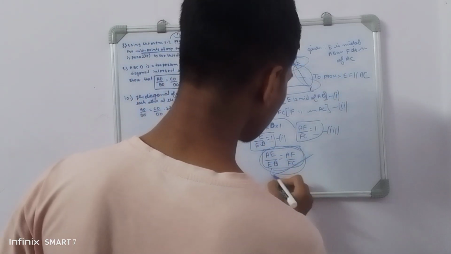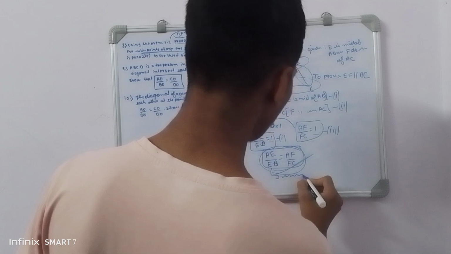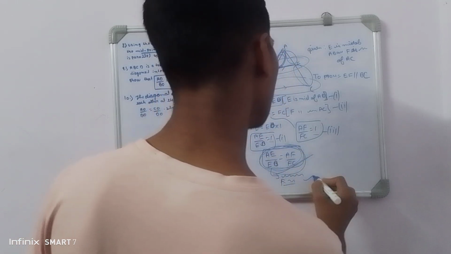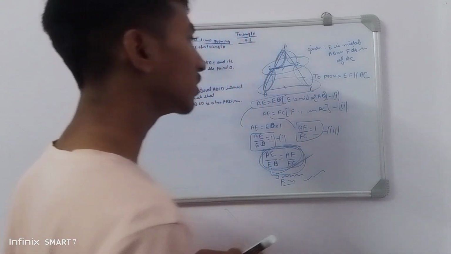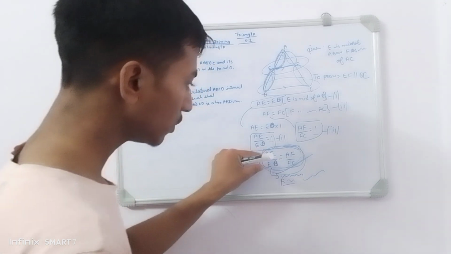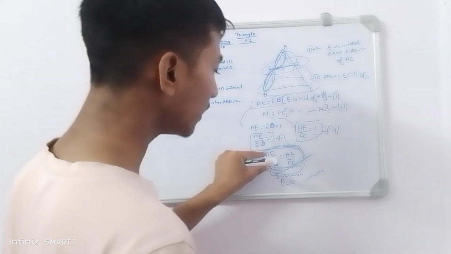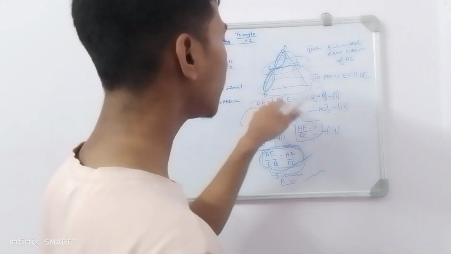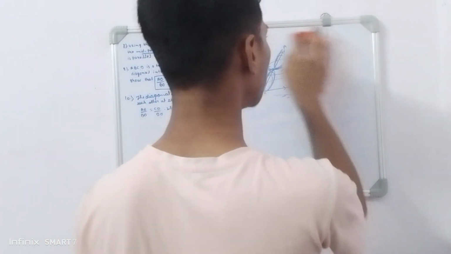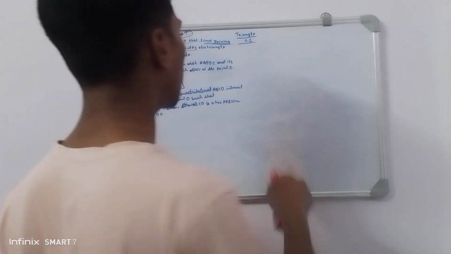So you will say that using the converse of BPT, AE by EB like this, when you get it, then it is parallel to EF and BC. So now you could say using the converse of BPT, because you have got to this conclusion, and it is only possible when these lines are parallel. So I think you have understood how we have to prove this one, and now solving another question based on this concept.